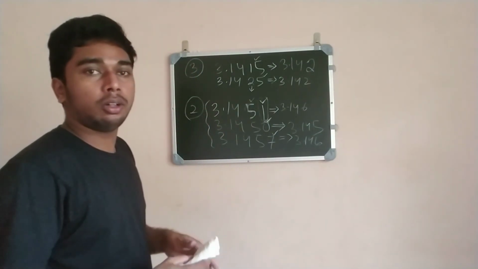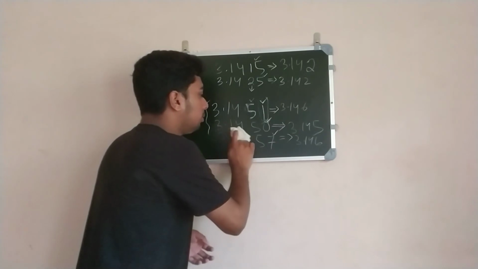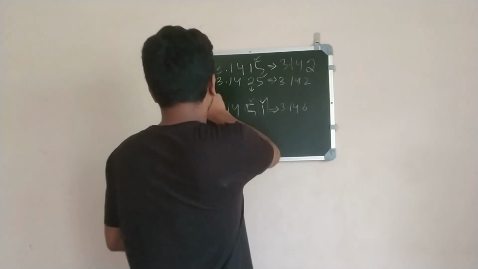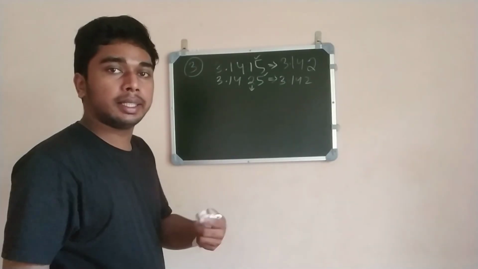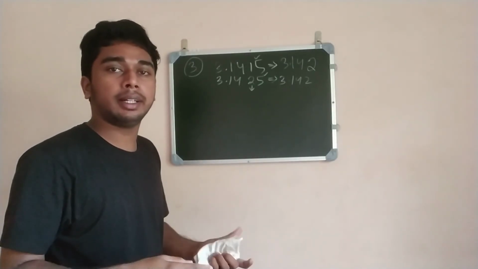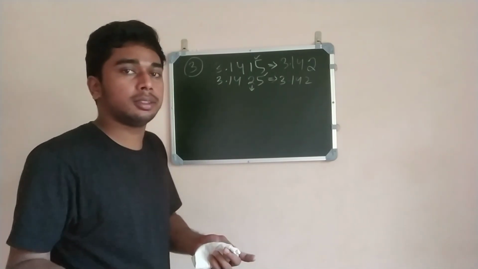So these are all about rounding off a number, and you can round up to the number of significant figures given in the question.